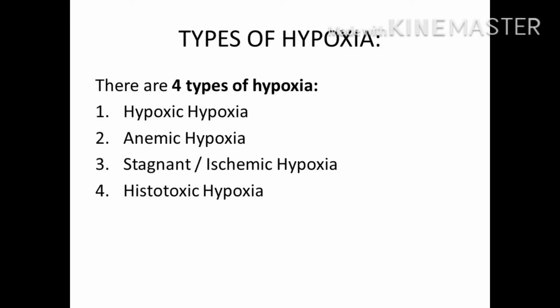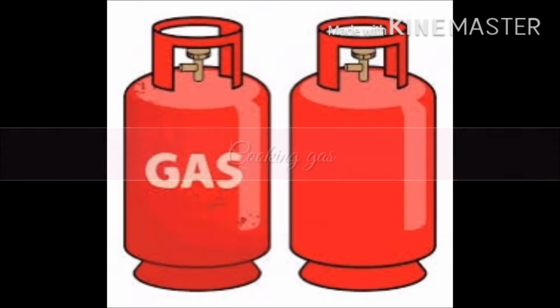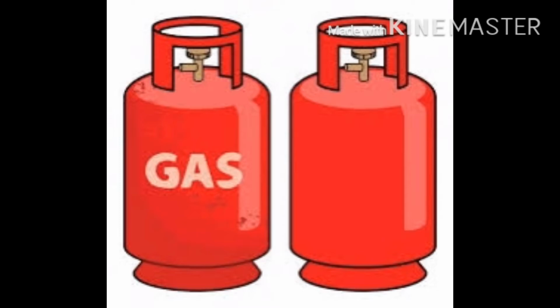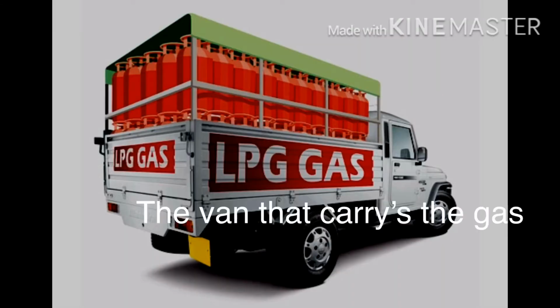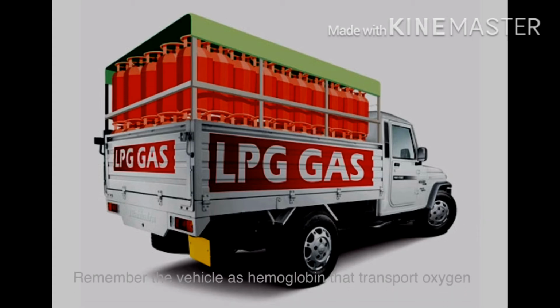Hypoxia is divided into 4 clinical types. Let's understand hypoxia in an easy way. Let's suppose oxygen as a cooking gas. Remember, the van carries the gas, so we compare it with our body. The van, the transporter, is hemoglobin that transports the oxygen to the body cells.